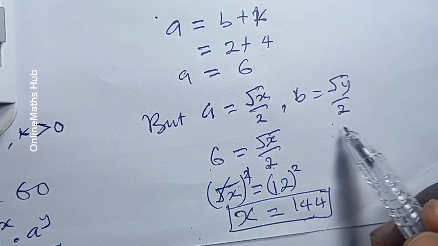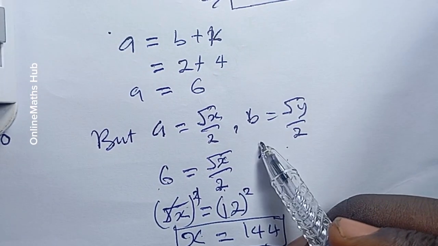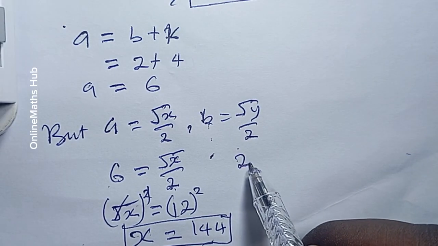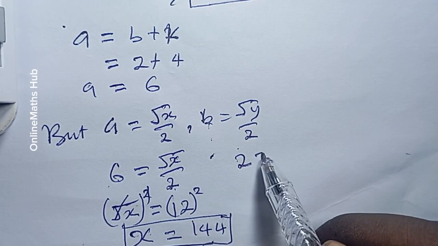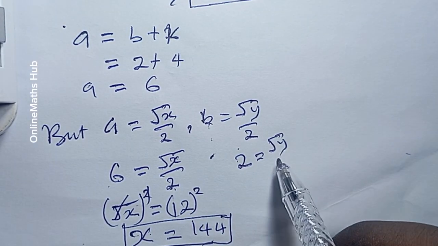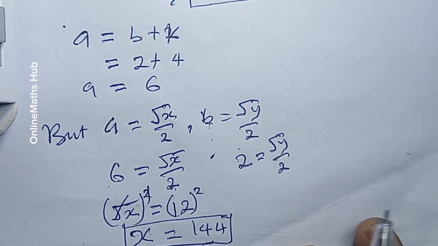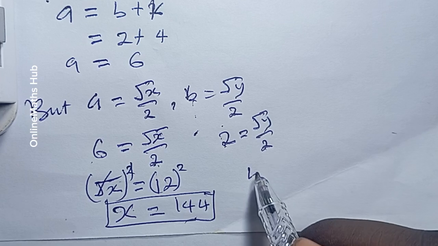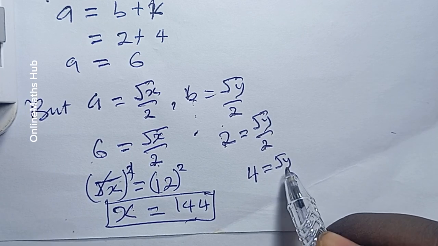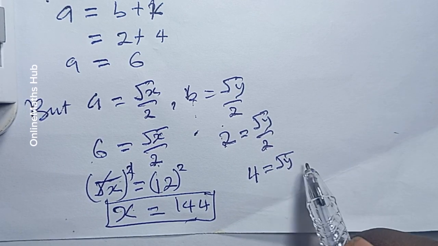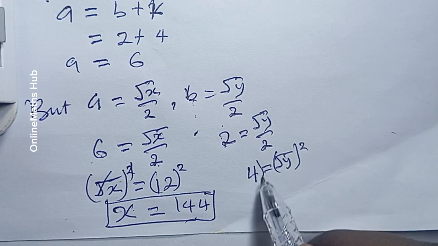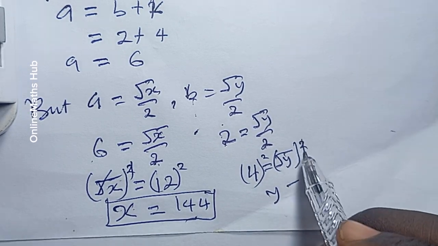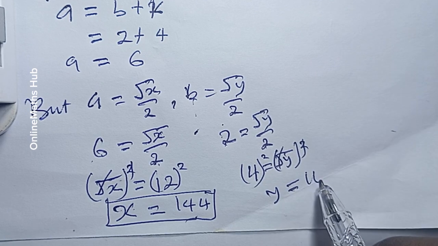And then on this side, what we got our b to be equal to is 2. So if I put 2 right there, what I'm going to be having is 2 is equal to root y divided by 2. And then if you use this to multiply this, we'll have that 4 is equal to root y. Okay, so if we take the square of both sides, you now see that y is actually going to be giving us 16.